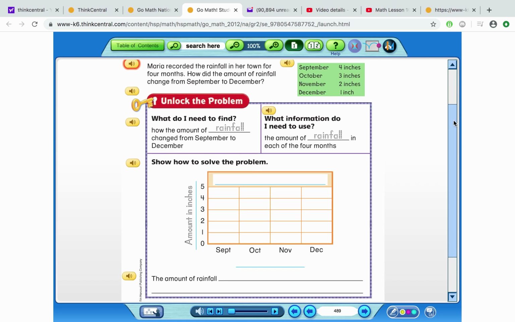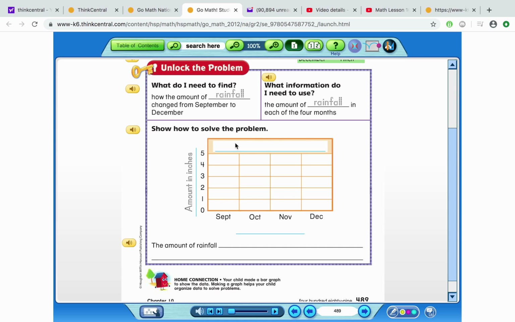Okay, something a couple people forgot last week is do not forget to label and title your bar graphs. So the amount in inches is these numbers over here, and then the months are down here. So then I'm thinking to myself, what is it that we're trying to do, or what is this graph telling us? So you could go ahead and just call it rainfall from September to December, or you could say amounts of rain, anything like that that has to do with what is this data all about.